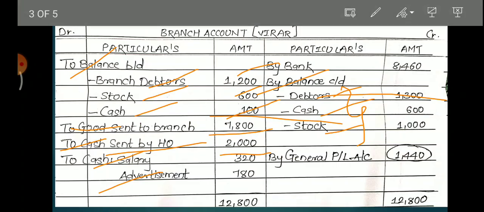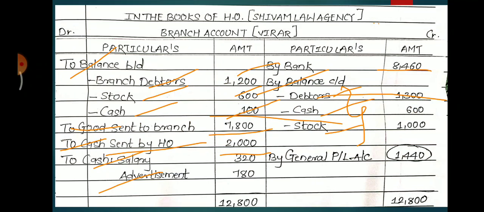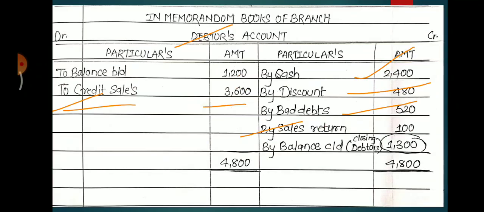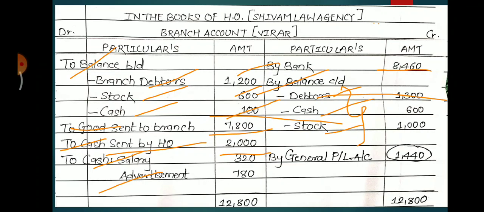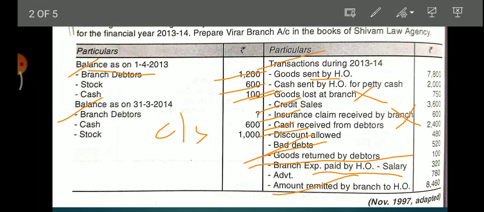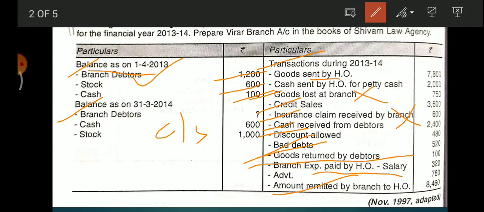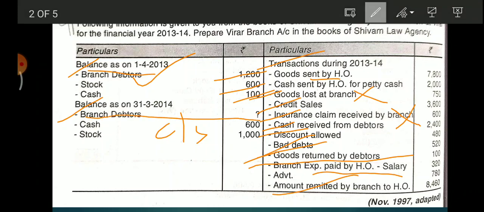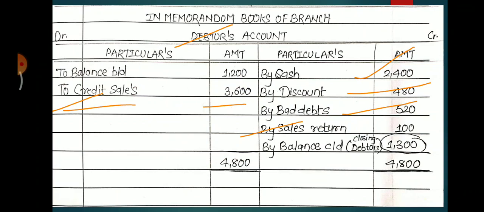So we have completed this, but still first we have to complete the debtors closing balance, because the closing balance of debtors was not given to us, but the opening balance of debtors has been given to us. But what about the closing debtors? It's not given to us. That is why we made the debtors account here. So here we have to calculate and tally this, and whatever the balance figure we get will be called the closing debtors.